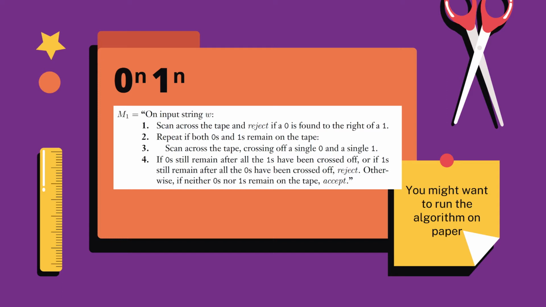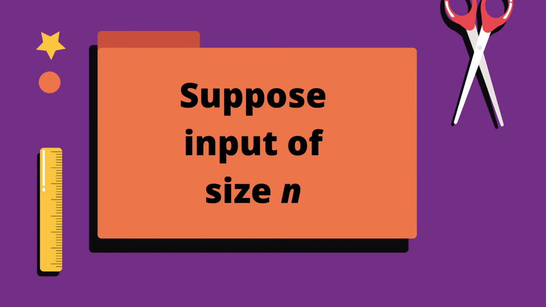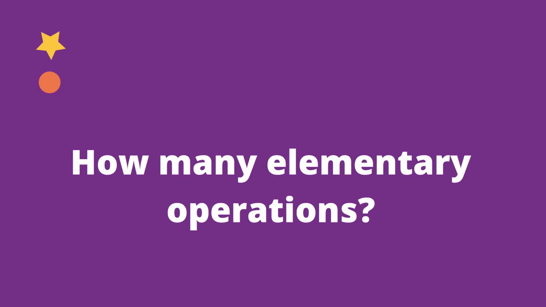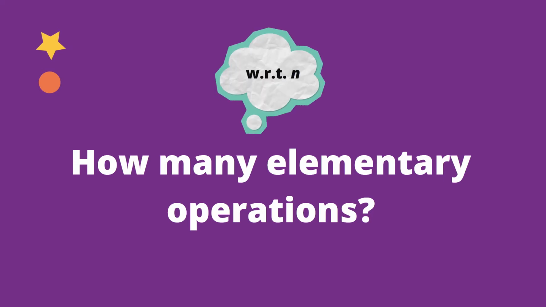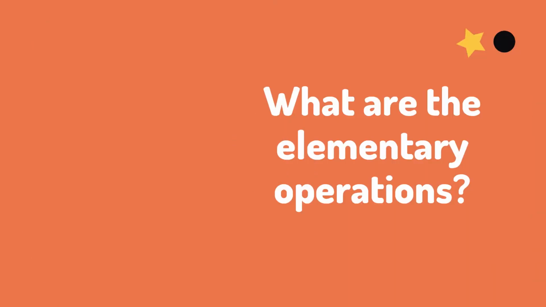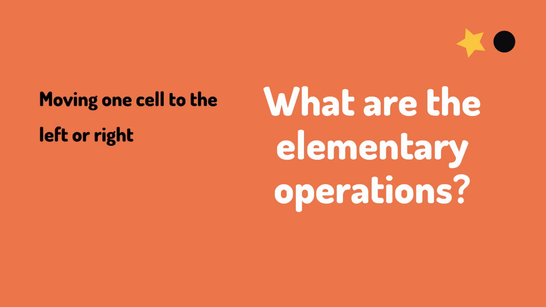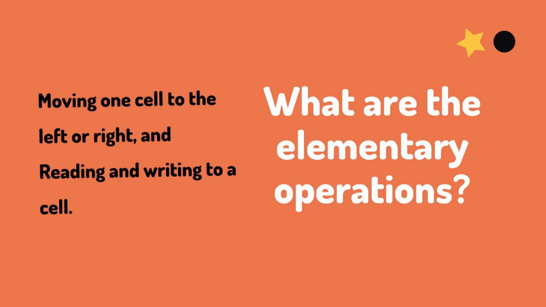We can think about the efficiency of this algorithm by linking it to the input size. Suppose we have an input string of size n. Then we can ask, how many elementary operations does it take to arrive at the answer? So we first need to ask, what are the elementary operations? They are a combination of moving one cell to the left or right and reading or writing to a cell. So in any one operation, you could move, read, or write, or any combination of the three.